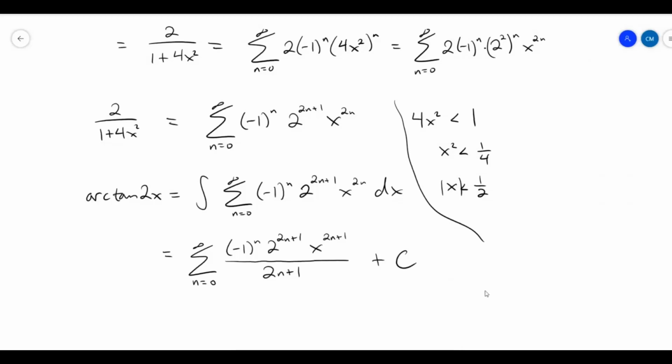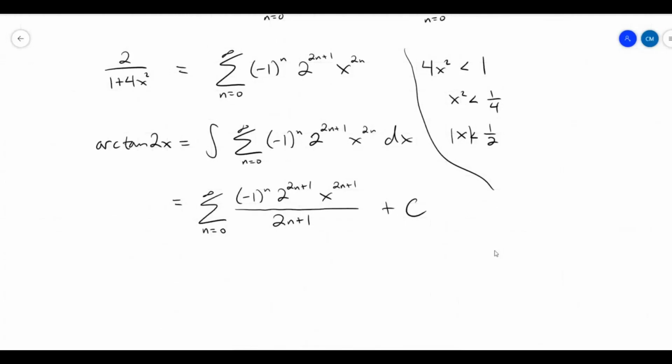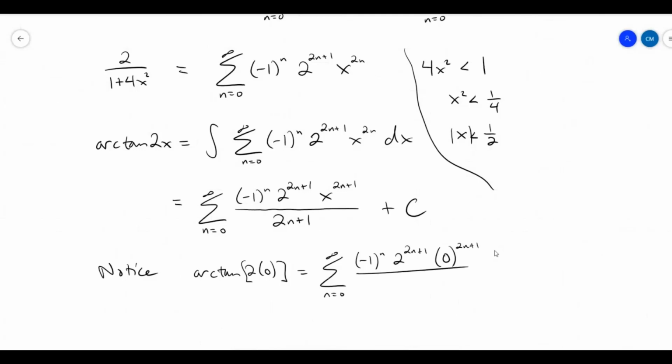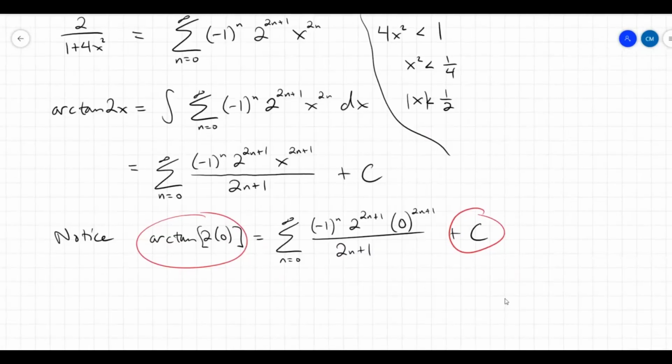Now we can actually figure out what that c is, because notice arctan of 2 times 0, in other words, if I plug in 0 here, must be equal to the same thing that I get over here when I plug in 0. But if I plug in 0 there, that's just going to make the whole sum 0, and then I'll have the plus c there. So it turns out that the c value is in fact the output of the center when you plug the center into the function itself. Well, what is the arctangent of 0? It's just 0. So c, in fact, is 0 here.